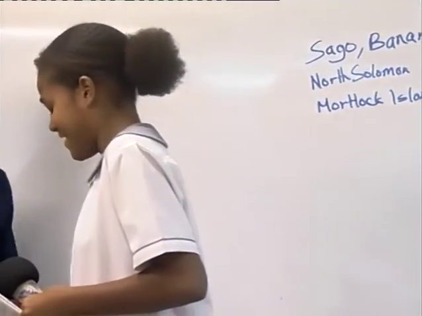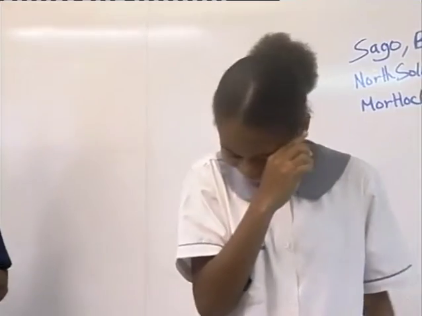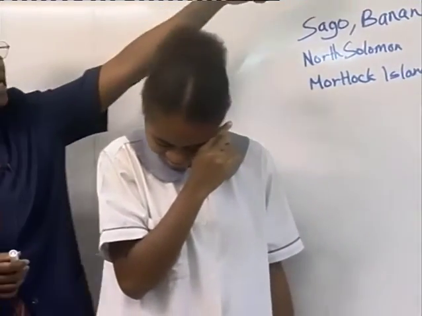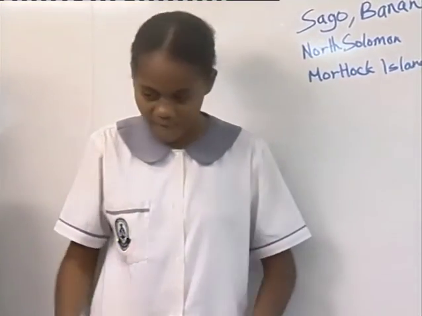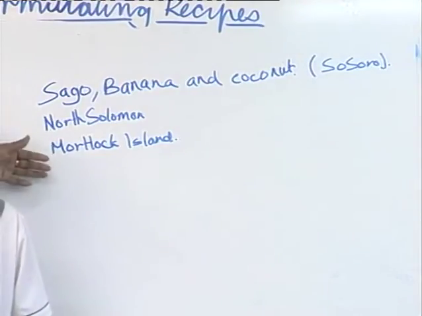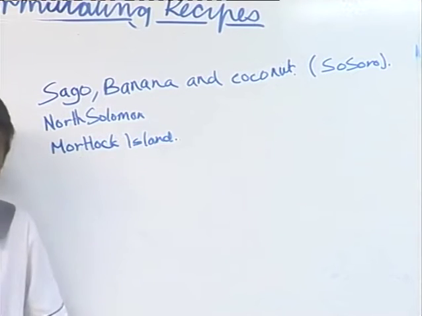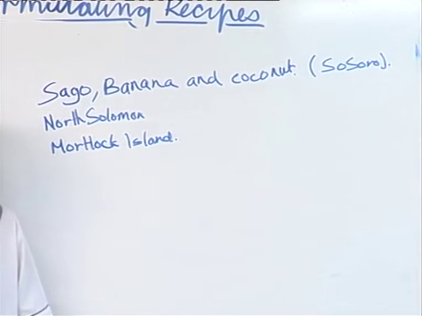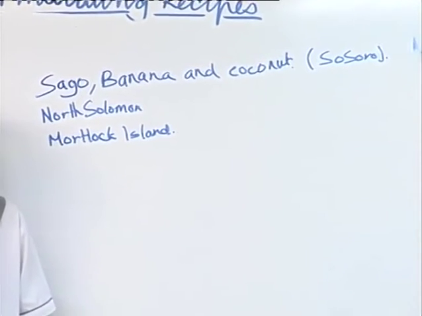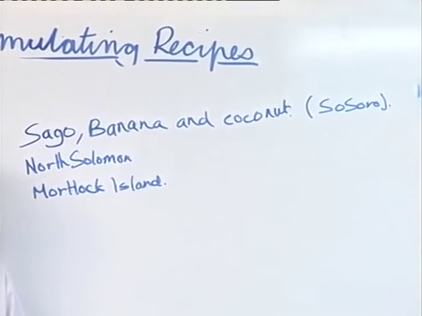Okay, so we have Helen with a food dish, which you can see up there, and where it's from. She's not going to tell us the ingredients and the methods. Just briefly tell us what it's all about.